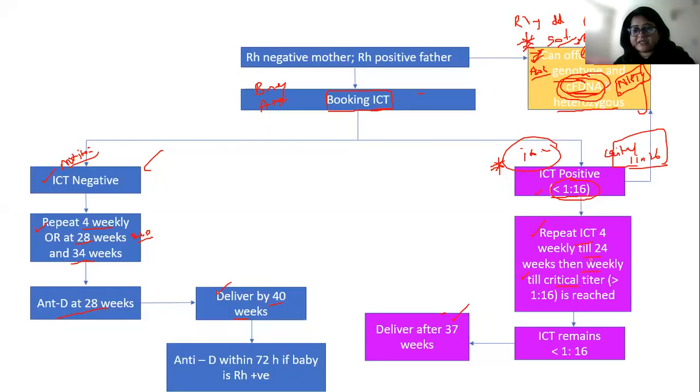We keep repeating the ICTs monthly till 24 weeks, then weekly thereafter, till the critical titer is reached. If the ICT remains less than the critical titer, we deliver at 37 weeks. So basically, she's isoimmunized, but she's not at risk of developing fetal anemia.